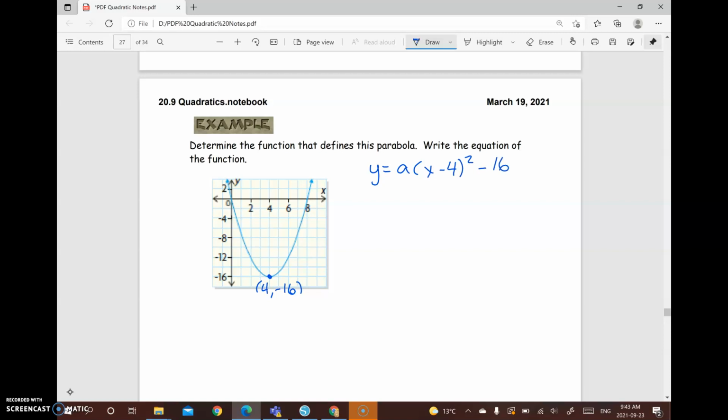Okay, here I'm just going to use an x-intercept. So this point here, 0 and 0, would be the easiest to use. So I'm going to substitute that in for x and y. That way I can solve for a.